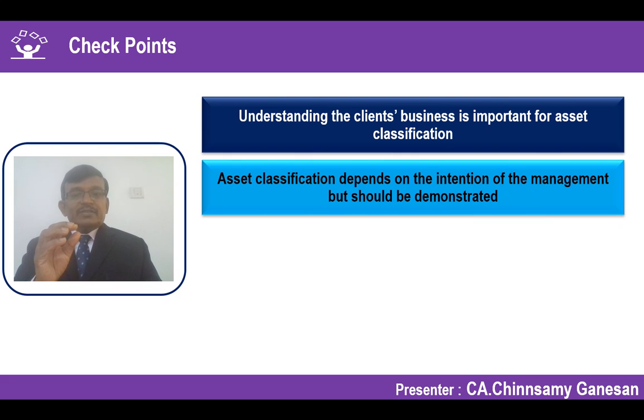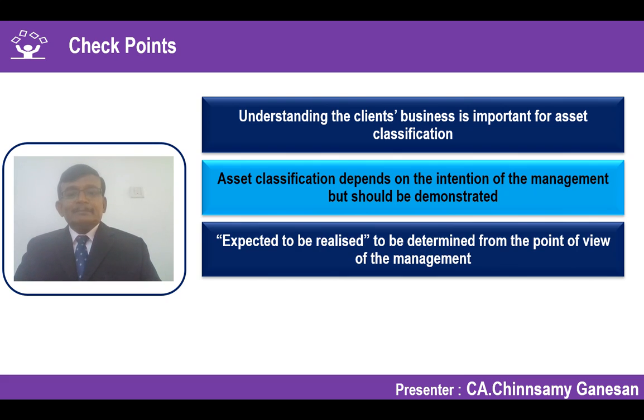Whatever management says is what we are testing, what we are agreeing, because it is not the auditor's prerogative to decide whether it's a current asset or non-current asset. But the auditor has to necessarily ask the management to demonstrate how they believe they are expected to realize it within the next 12 months from the end of the reporting period. It's a very important aspect. Management can give whatever reasoning, but it should be demonstrated. The auditor should test that. As I have said, expected to realize is from the point of view of the management.